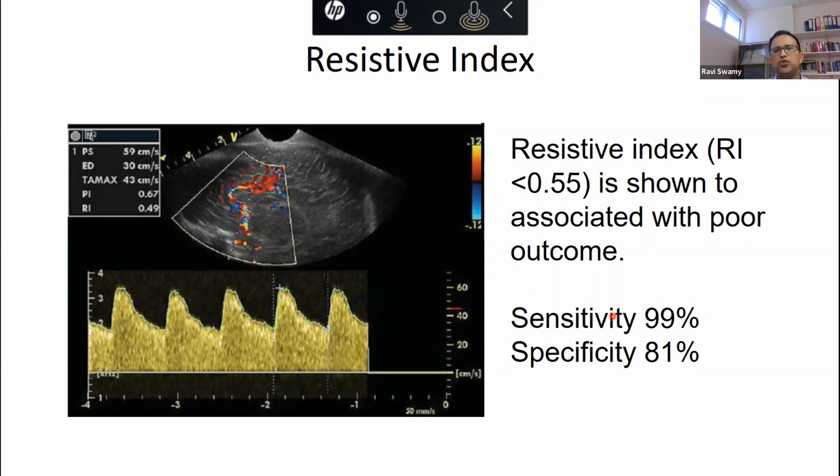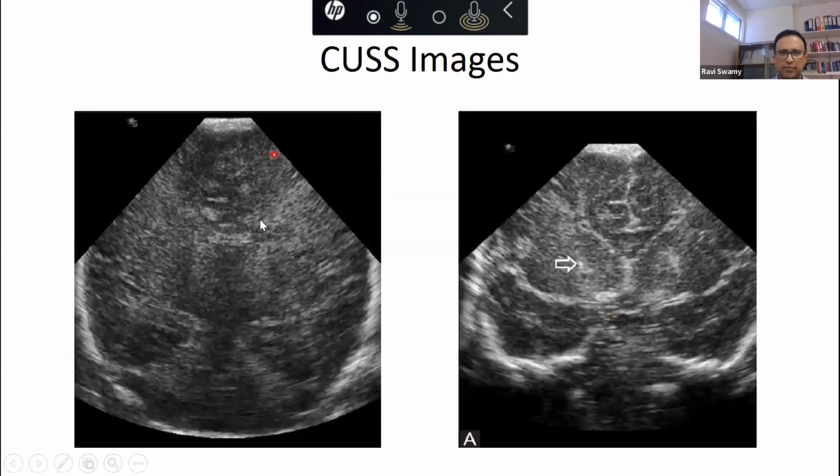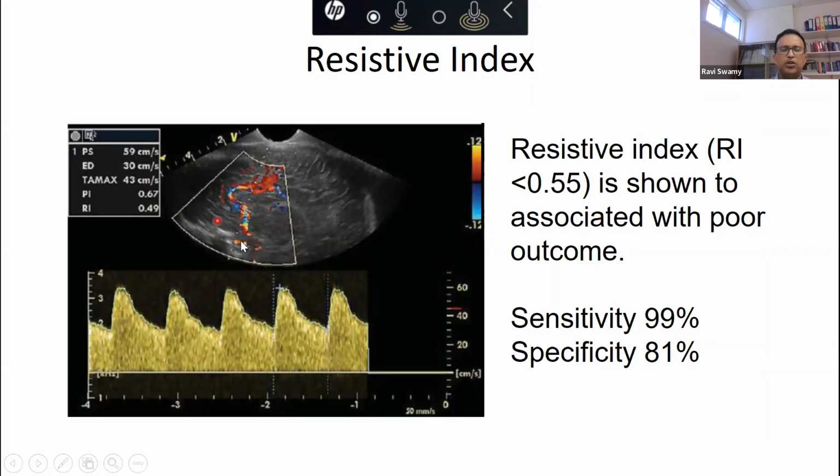But in HIE, you will be looking only for three things. One is for cerebral edema, where you don't see the nice sulci and gyri. Number two, you're looking for increased echogenicity from the BGT lesions. This is all in the coronal view. And in the sagittal view, you look for the resistive index. If you do these three things, you have got most of the details that you want.